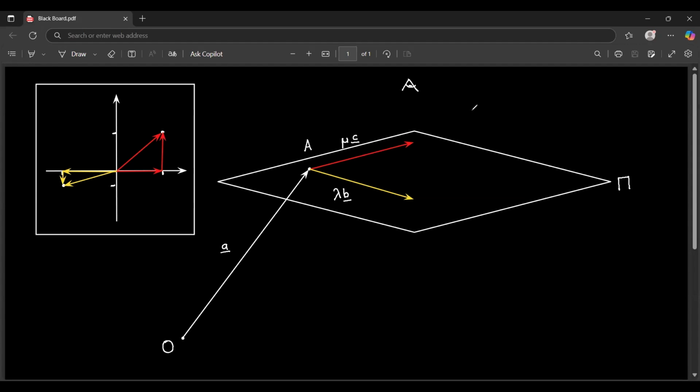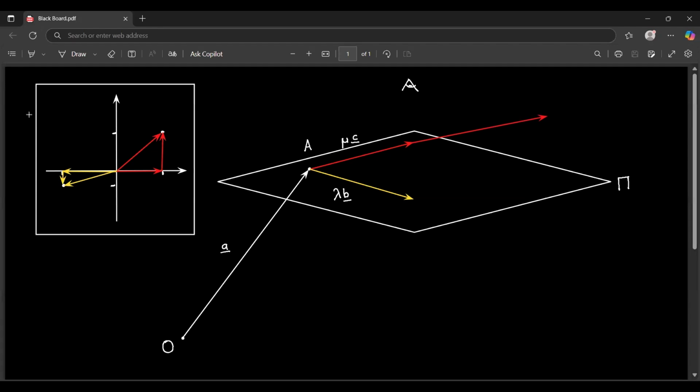So for a plane, what you need is one point on the plane and then two direction vectors parallel to the plane, but not parallel to each other. They should not be parallel to each other. If they are parallel to each other, let's say B and C are parallel to each other, it just gives us a straight line. That's what is going to happen.